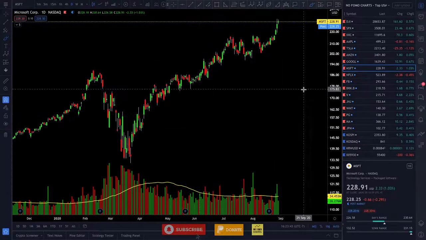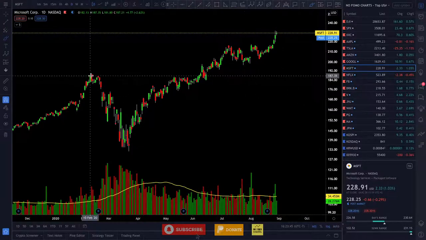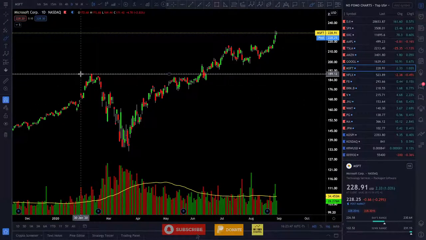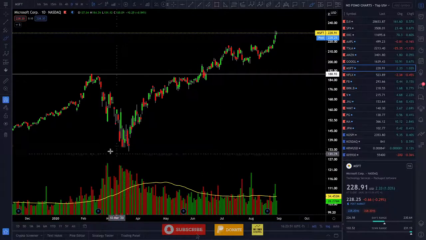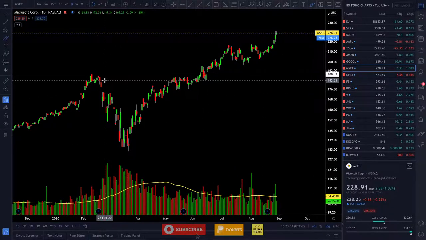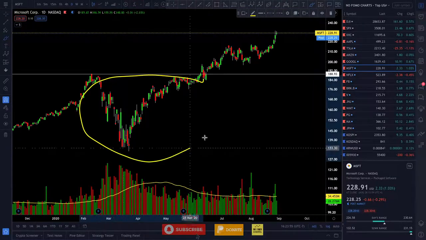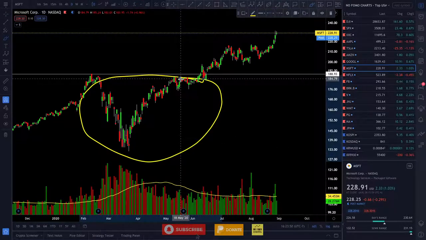Microsoft, same deal. Okay, look, this is the previous all-time pre-COVID high. So this is what I'm saying, that COVID-19 impact, it's the fear, the supply chain impact, it's not over, but in the stock market at least.